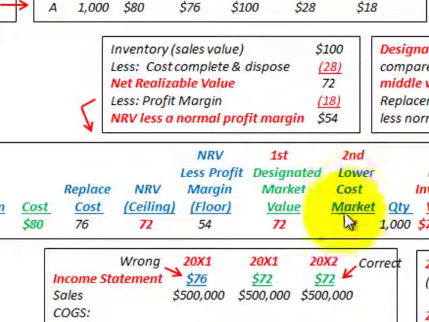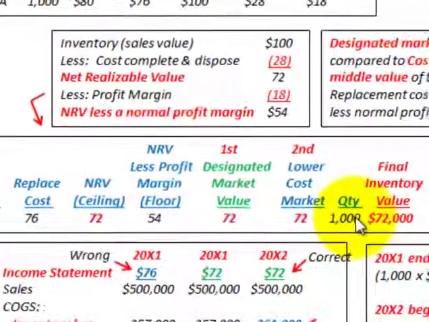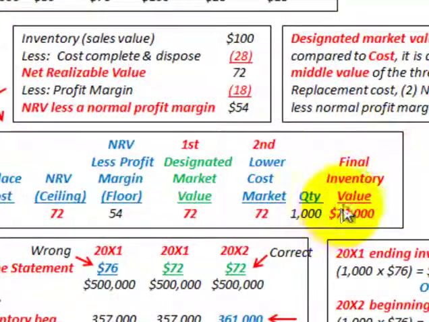And then we have to determine the lower of cost or market value, whatever that is. So let's look at it. Our cost was $80 per unit. Our designated market value that we determined was $72. So the low amount would be the market value of $72. The quantity we had was 1,000 of those, so the final inventory value would be $72,000.